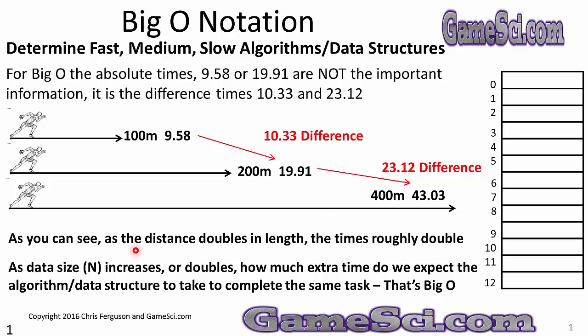As you can see, as the distance doubles in length, the times roughly double. And I can say roughly double because Big O is not an exact measurement. It says roughly it's going to take twice as long. As data size n increases or doubles, how much extra time do we expect the algorithm or data structure to take to complete the same task? That is Big O notation. Big O measures the delta, the difference in performance or time as the data size n increases.